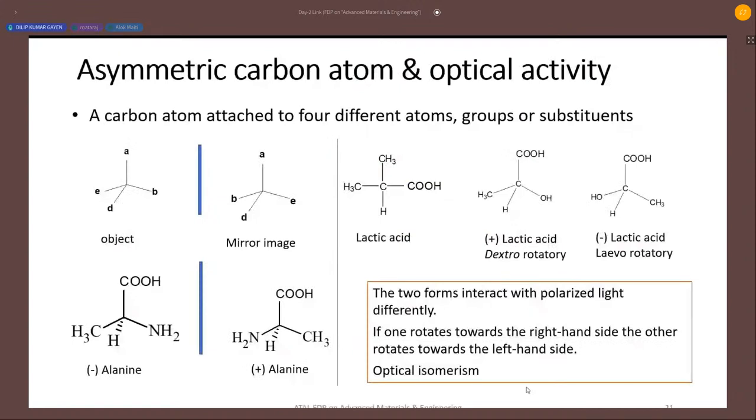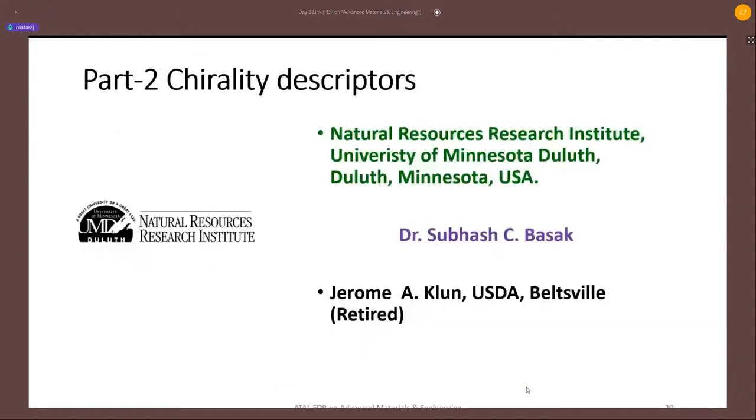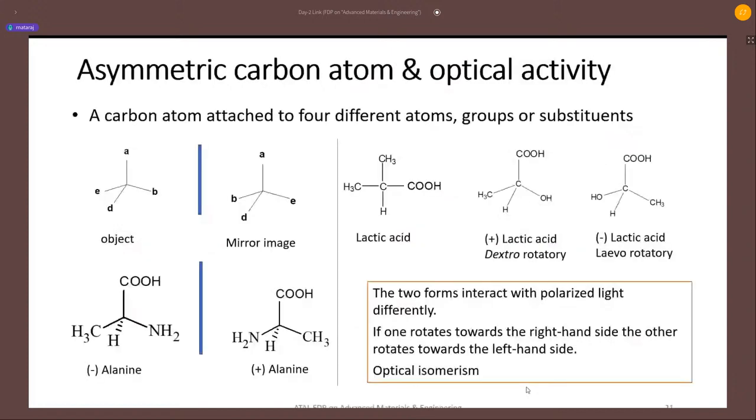Now we continue. Okay. So I'm starting with part two. The part two of my talk is on chirality descriptors, how the chirality descriptors are developed and used for drug design. So this is a lecture which is loaded with more chemistry and fundamentals of chemistry. First, we have to start with what is an asymmetric carbon and optical activity.